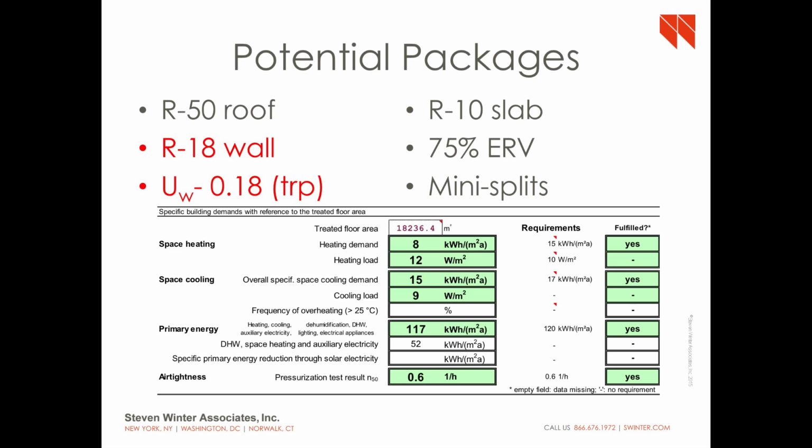So this is an R50 roof, an R18 wall, right? This is a triple pane window, a good triple pane window at 0.18, so that's greater than an R5 overall. That's your overall window U value. We've got R10 under the slab and down the vertical, I think 3 feet vertically.